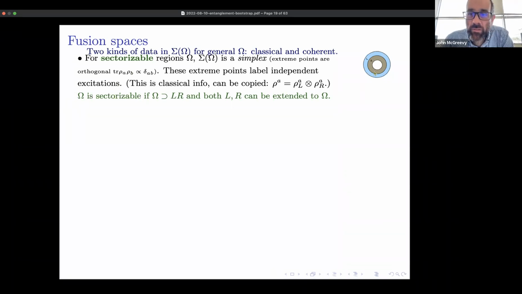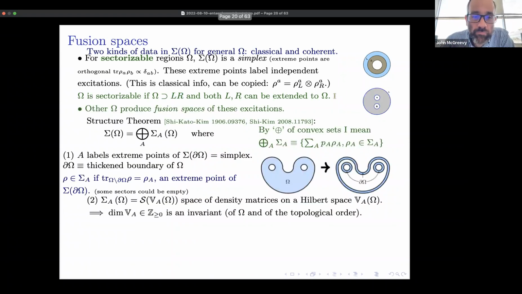So here's a picture of the annulus. The key point is that the annulus can be divided into two pieces, each of which has the same topology as the annulus itself. So a region is sectorizable if it can be divided up into two disjoint regions. Here I'll denote disjoint union just by writing the sets together. And both the subsets L and R can be extended, by adding little balls, to get back the original region. So in that case, the information convex set only contains classical information.